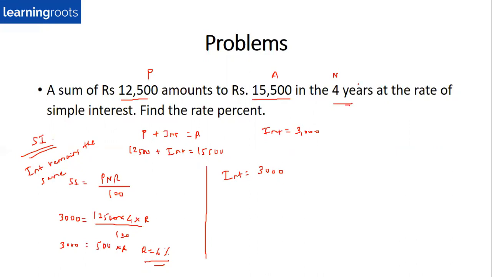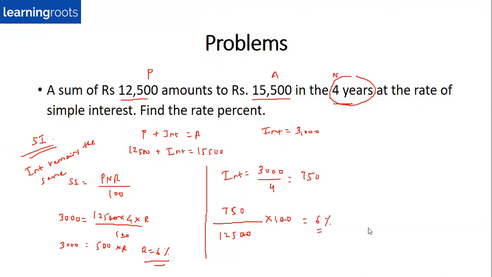Which means that I just need to divide the interest that I've got by the time period. So 3000 by 4. So this will be 750. So 750 is interest of 1 year, right? And this 750 is being calculated on the principal of 12,500. So now I just need to find this and multiply this by 100 to get rate of interest, right? So if I just simplify this, I'll get this as 6%.